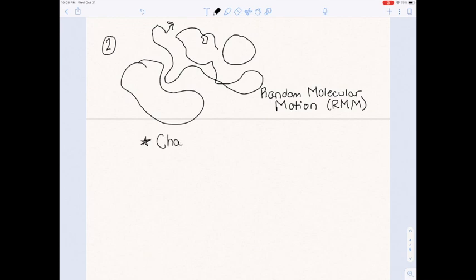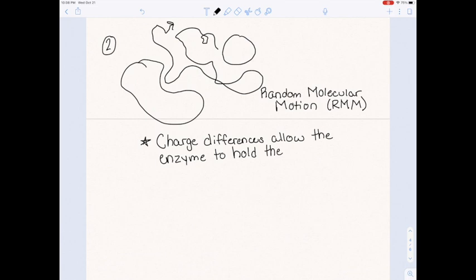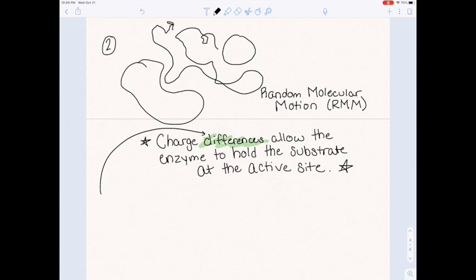So that's where charge comes in. Because the charge differences allow for the enzyme to hold on to the substrate. And remember that this occurs at the enzyme's active site. And when I'm saying charge differences, what I mean by that is opposite charges, because remember we said that opposites attract.